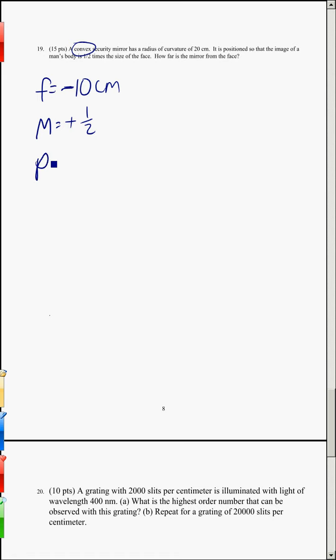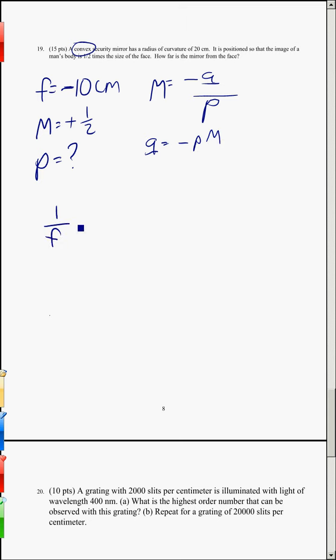It's always upright in a convex mirror. I want to know how far the mirror is from the face. I want to know what P is. So I have two unknowns. I don't know Q and I don't know P, but I have two equations. I can say that M is equal to negative Q over P. I'm looking to solve for P, so I'm going to solve this in terms of Q. Q is equal to negative P times M.